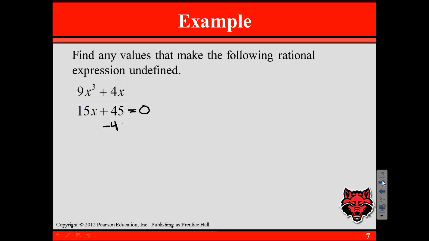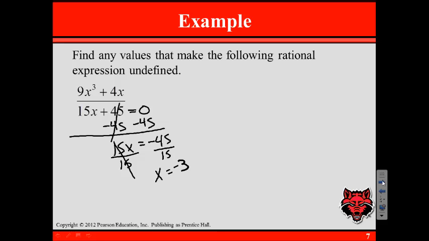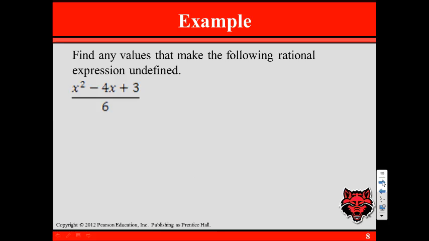We want to isolate x, so we subtract 45 from each side of the equation. That leaves us with 15x equals negative 45. We divide both sides by 15, and we will be left with x equals negative 3. So the only value of x that will make this expression undefined is when x equals negative 3.